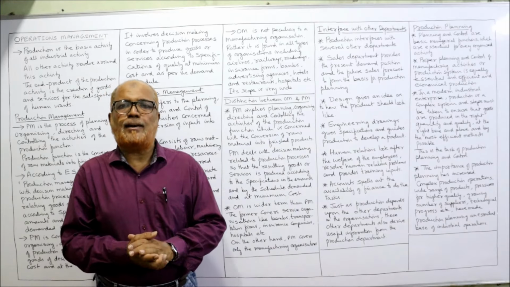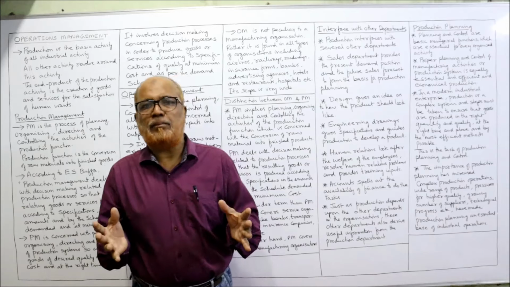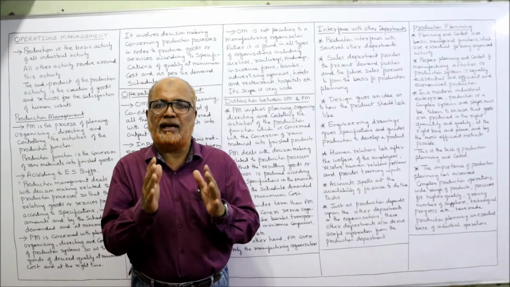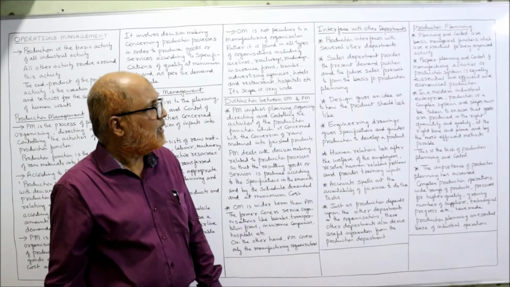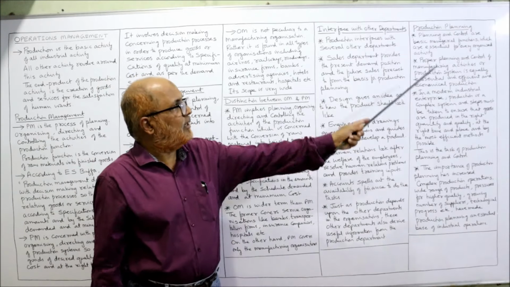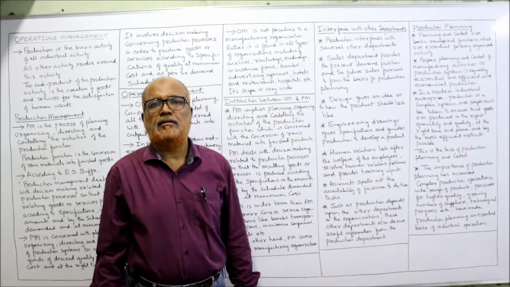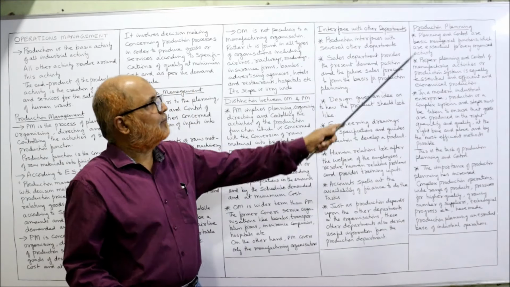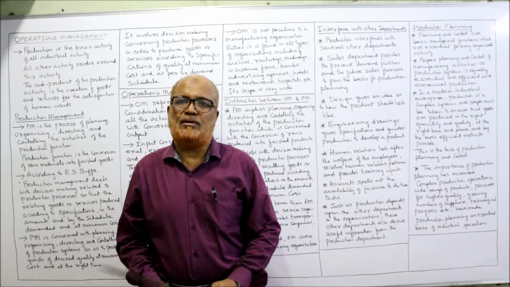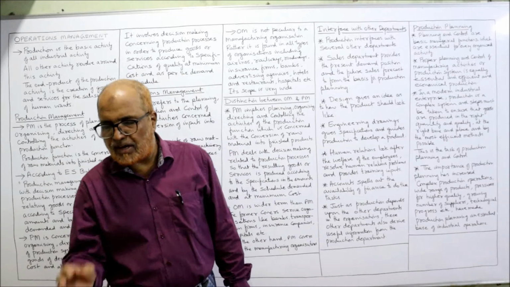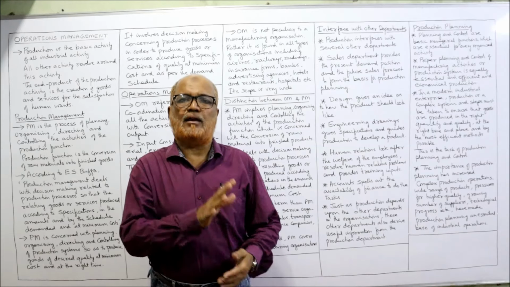So simply we can say interface with other departments means all the departments are interrelated and dependent on one another. The last topic of this video is production planning. Planning and controlling are the basic managerial functions for any organized activity. Remember, the first function of management is planning.